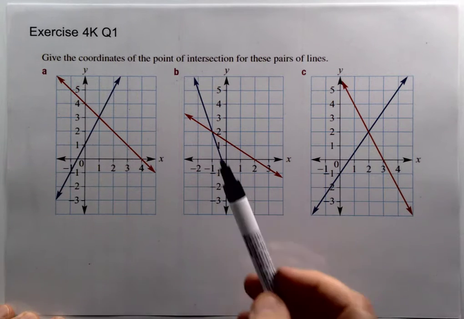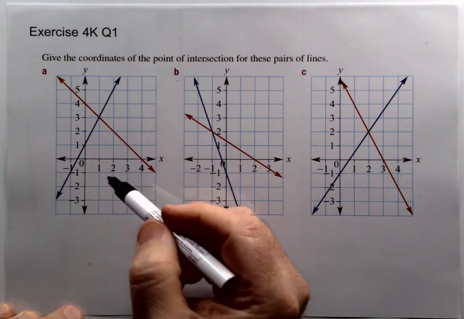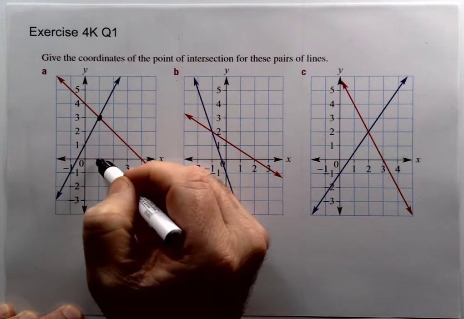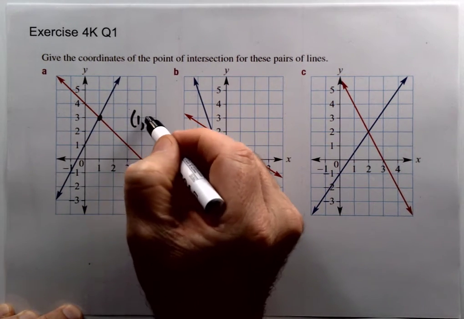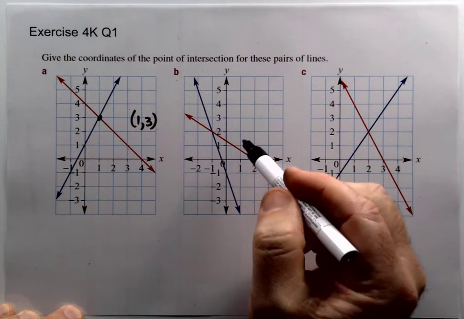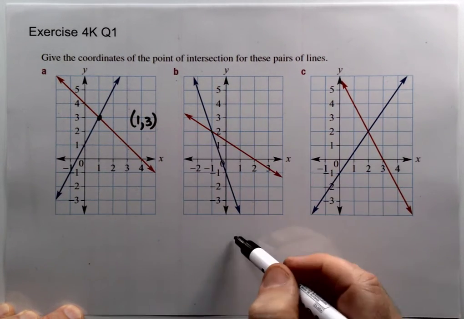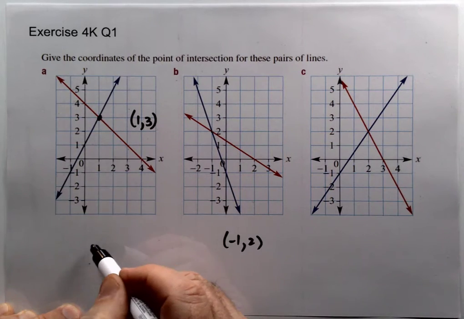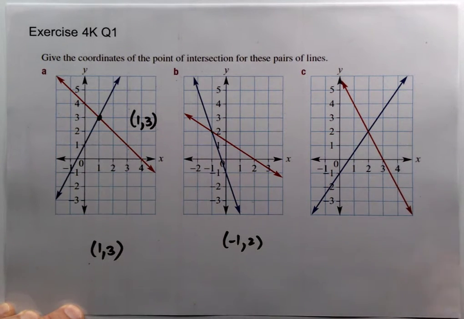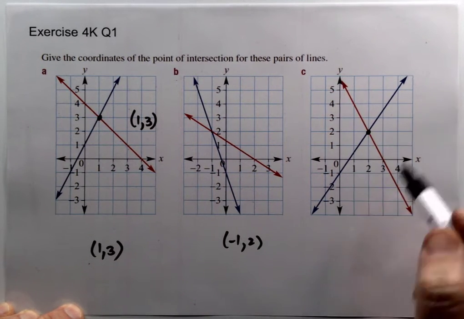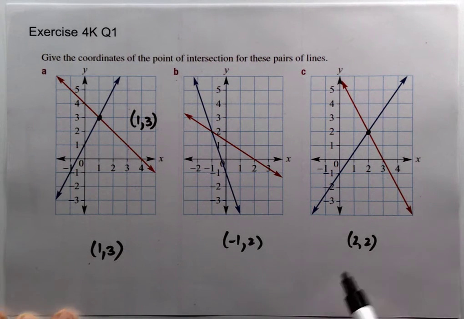Okay, we just need to find the coordinates of the point of intersection. So here you can see that's 1 across and 3 up, so 1, 3. For the second one it's -1, 2. Let's write this one down the bottom so you can see it a bit more easily. And this one here is going to be 2, 2. There's no great difficulty there.